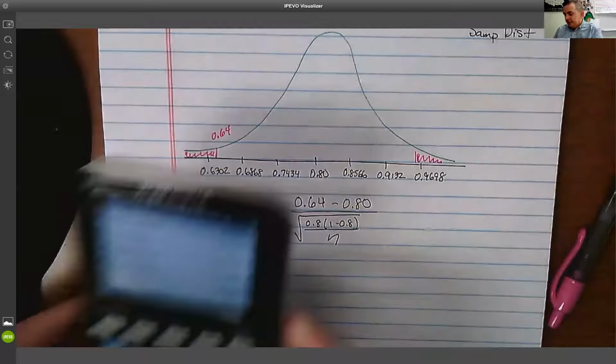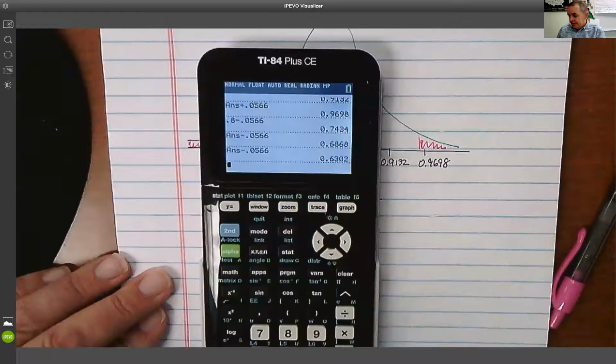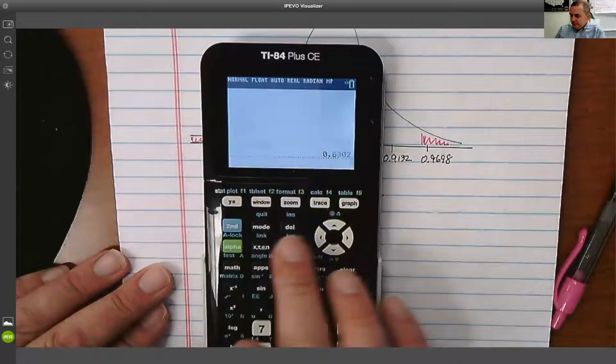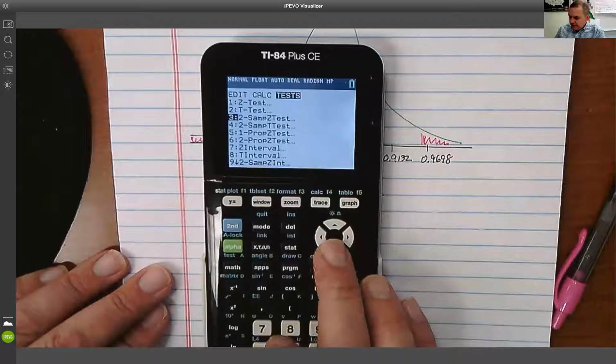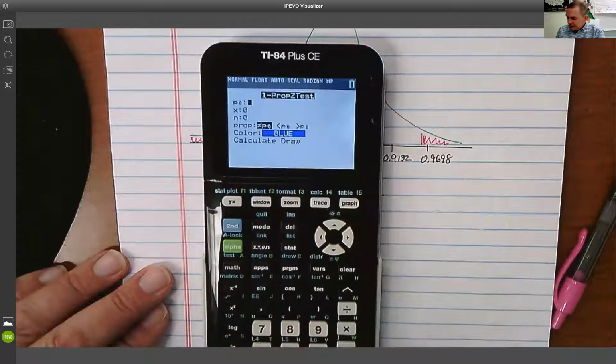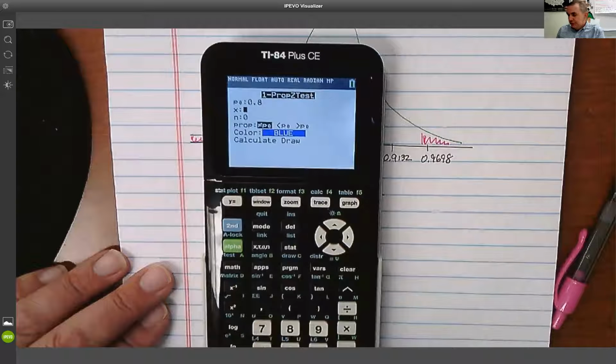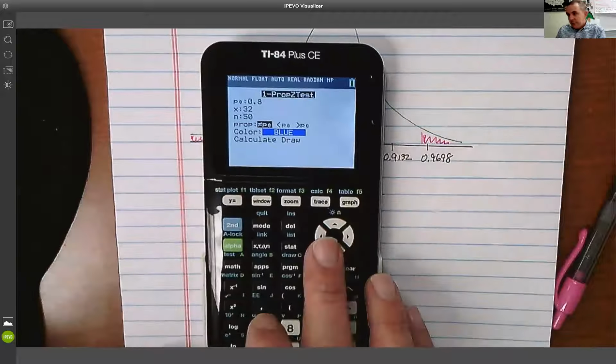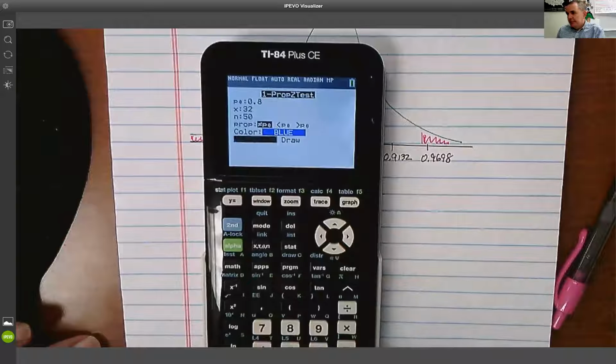And I'm going to tell you I can do all of this in my calculator. We're going to do this next class. We do stat, we do tests. We're going to do number 5, which is a 1 prop z test. He claims he's an 80% free throw shooter. He made 32 out of 50. I'm going to try and prove a difference. I'm going to calculate it.